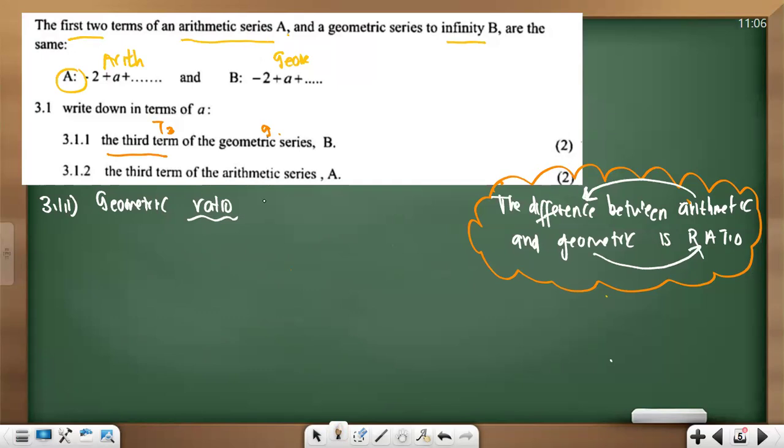So how do we get R? R equals T2 over T1. What is T2? It is A, and T1 is negative 2. So the answer is negative A over 2.